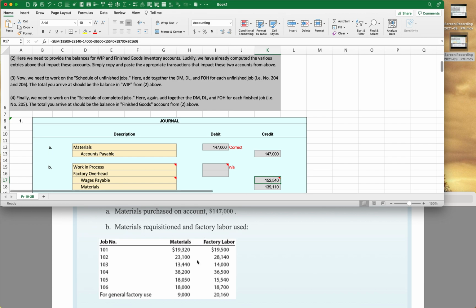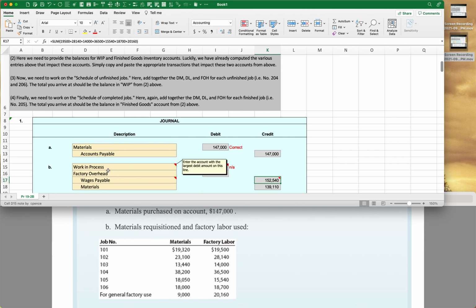I added up everything that's listed here under factory labor, except that the 20,160 cannot be traced to a particular job, so it's of a general factory use in nature. We'll want to keep that in mind, but go ahead and add all of these up as well and put that in the wages payable. In other words, this is the charge that you incurred to pay for labor, and aptly we are going to record that as wages payable.